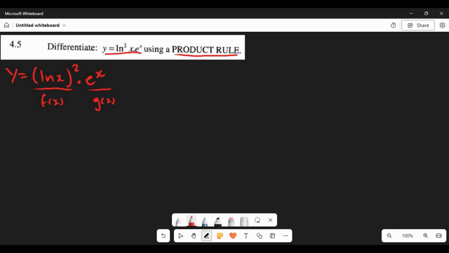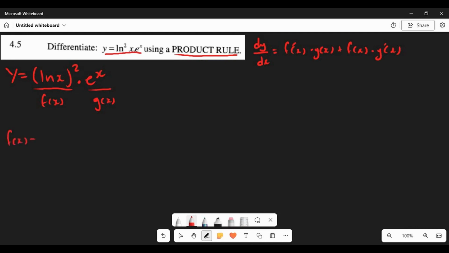Just in case you didn't know, this is how you differentiate using the product rule. You must have the differential of f of x multiplied by g of x, plus f of x multiplied by the differential of g of x. So basically, this is the formula that you must use, meaning we need to differentiate f of x and g of x. I'm going to start with f of x.